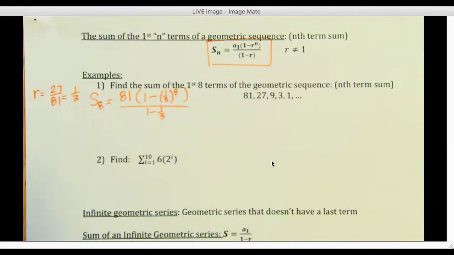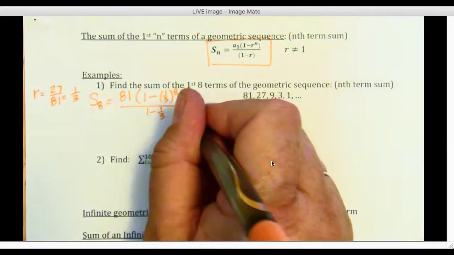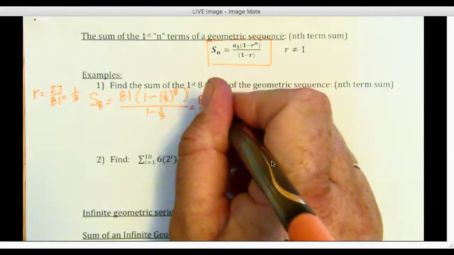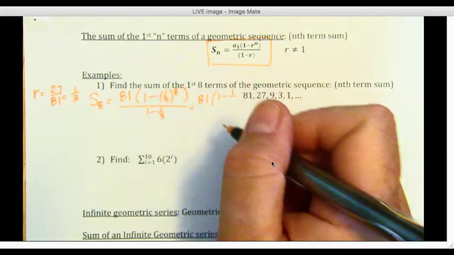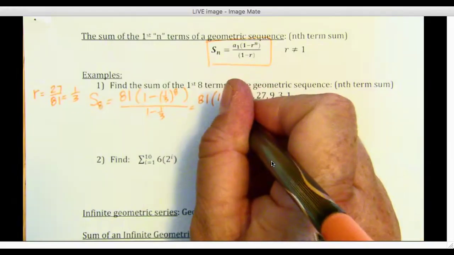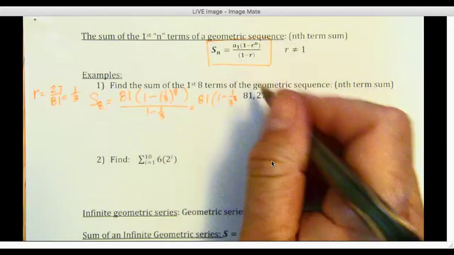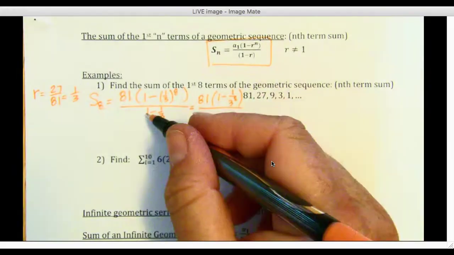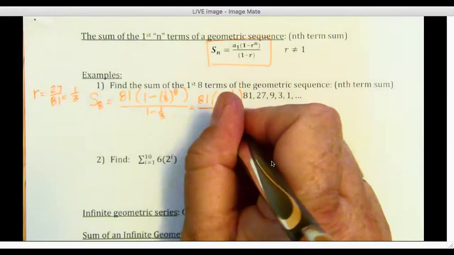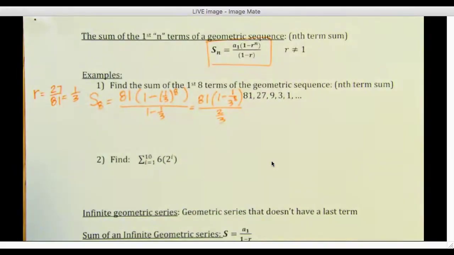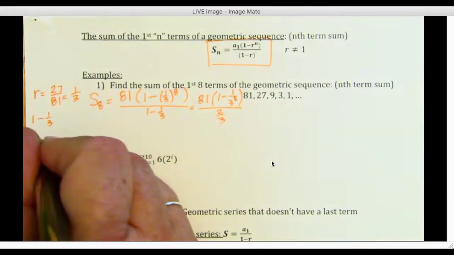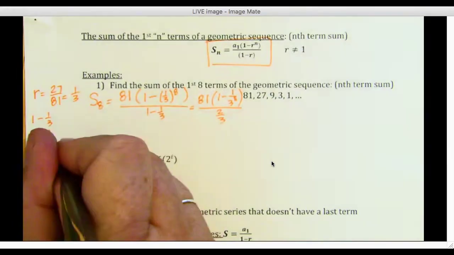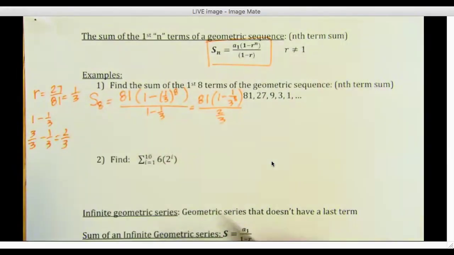Okay. So a couple things we can simplify there. 81 times 1 minus, and 1 to the 8th power is 1, and 3 to the 8th power, I'm going to leave as 3 to the 8th power for now. All over 1 minus 1/3 is 2/3. If you're not sure how I got 2/3, 1 minus 1/3 is the same thing as 3 over 3 minus 1/3, and that gives us 2/3. So this is my kind of scratch work off to the side here.